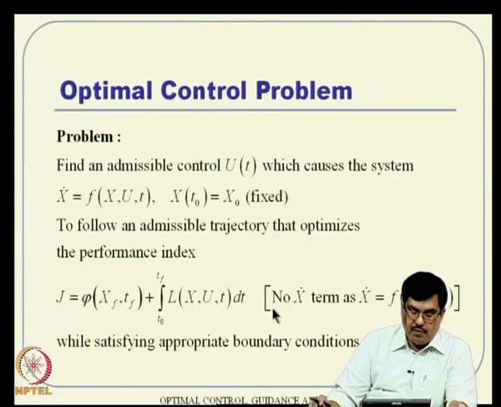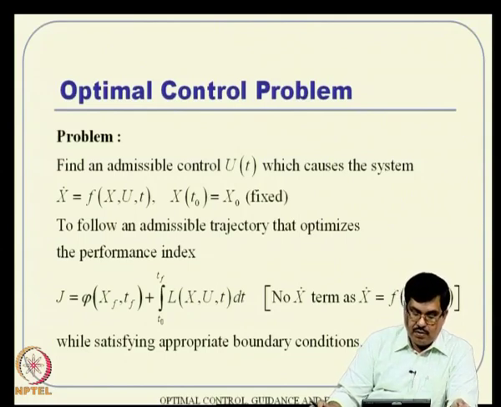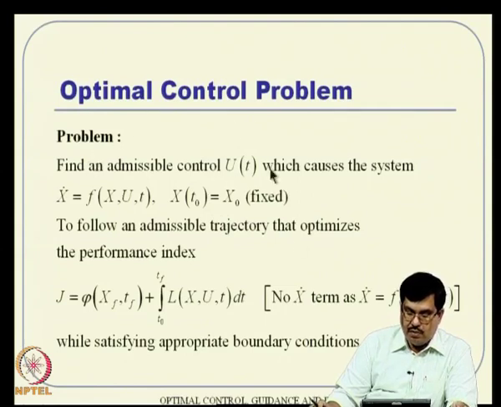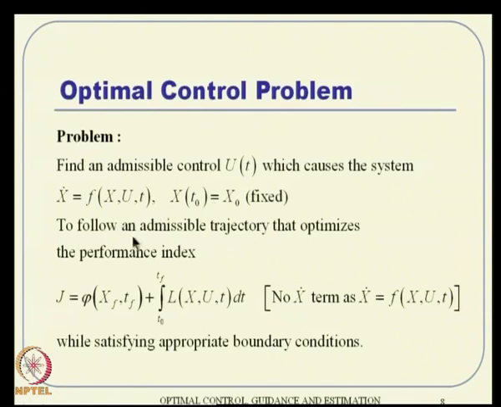So what is the formal definition of optimal control? We discussed that a little bit towards the end of the last class. But to revise it again, what you are looking for is to find an admissible control u(t) which causes the system x dot equal to f of x, u, t, where the initial condition is fixed, to follow an admissible trajectory that optimizes the performance index on the way while satisfying the appropriate boundary conditions. So these are the features of a good optimal control problem definition.